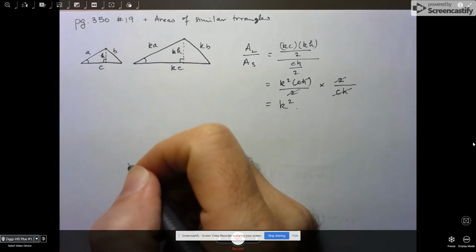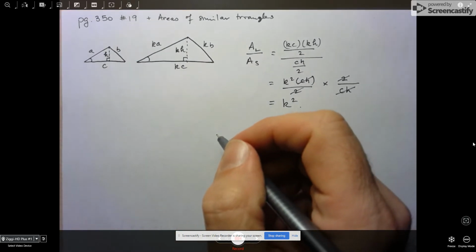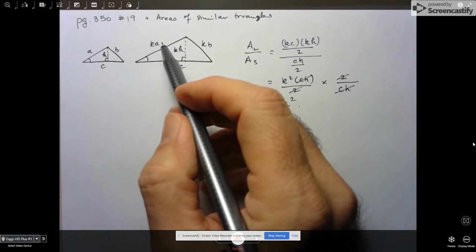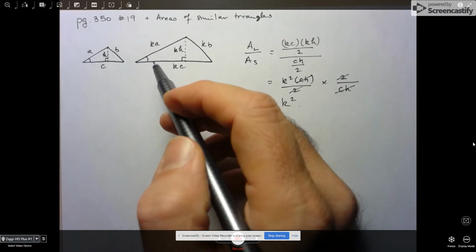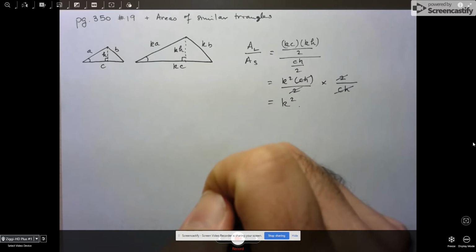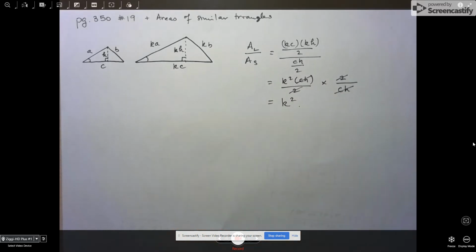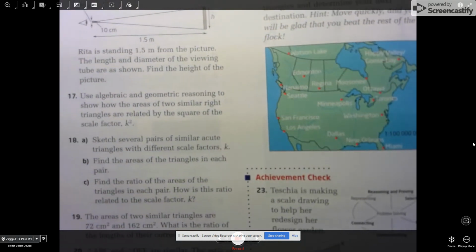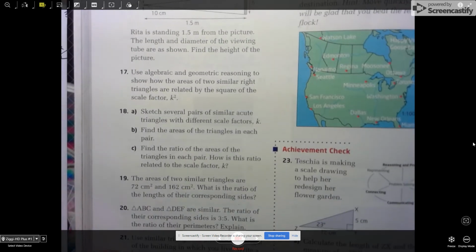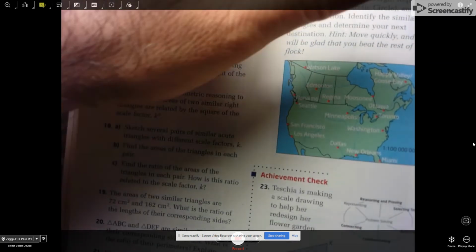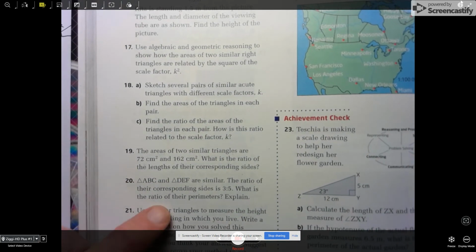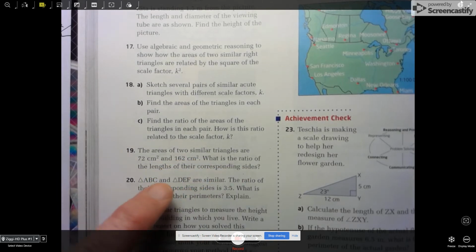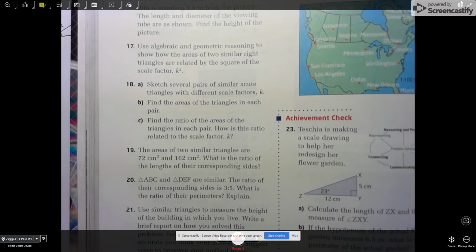All right. And this gives us another property of similar triangles: if the factor between corresponding sides is k, then the ratio of the areas is k squared. All right. And now this is what we're going to use to solve question 19. So let's take a look at question 19. We have that the areas of two similar triangles are 72 and 162 centimeters squared. What is the ratio of the lengths of their corresponding sides? So in essence, we're going to be going backwards here.